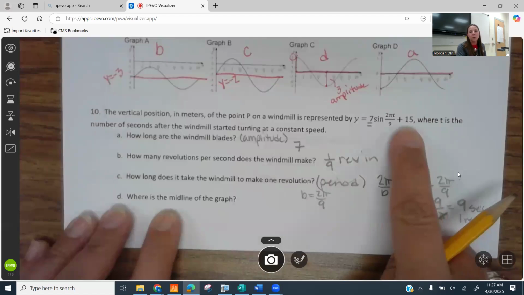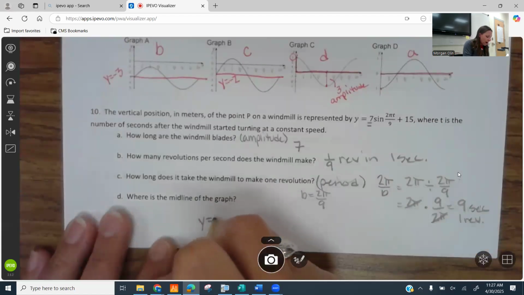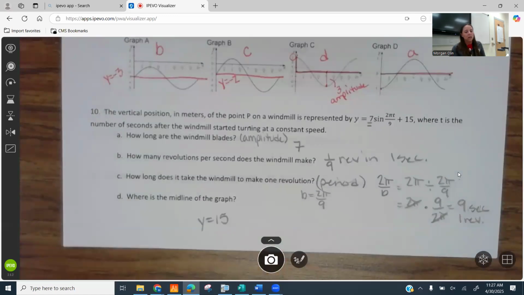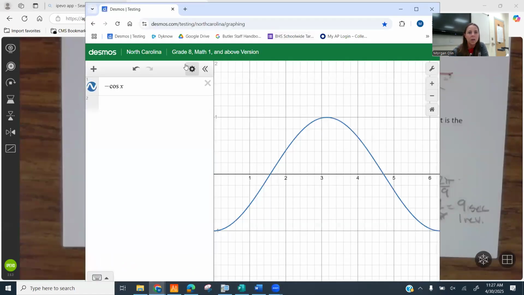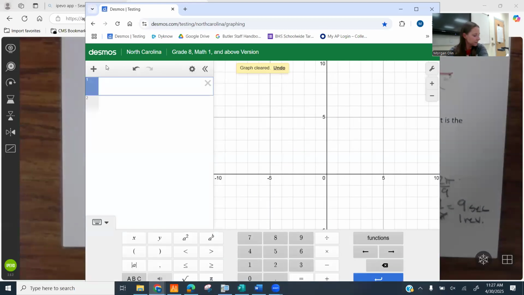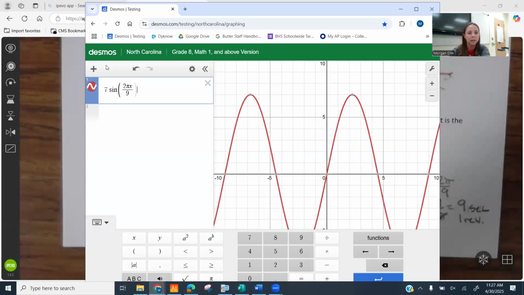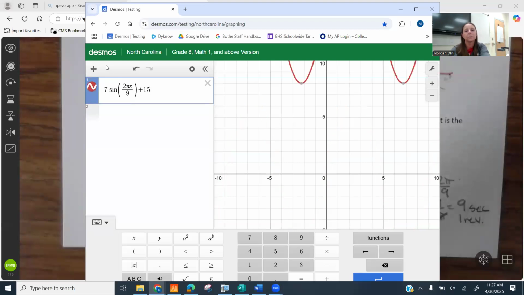The midline, remember, is whatever is added or subtracted out here. So this is at y equals 15. You don't actually have to graph this if you don't want to. Now, you can graph it if you would like. When I graph it, it is 7 sine of 2 pi x over 9, and then we say plus 15.